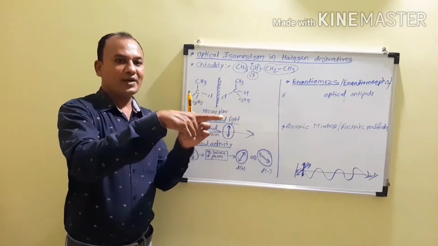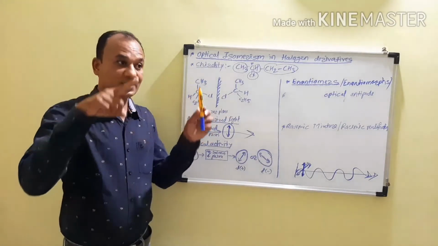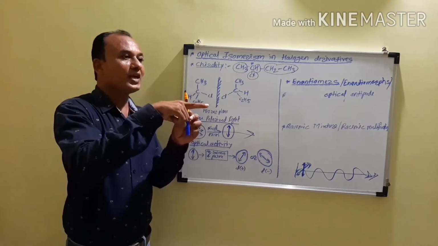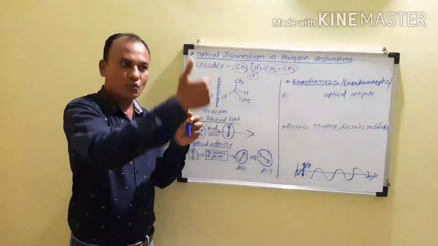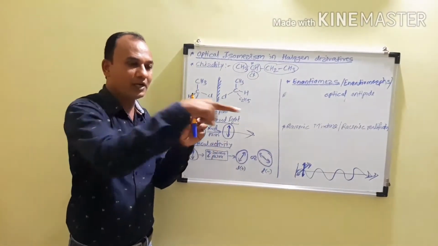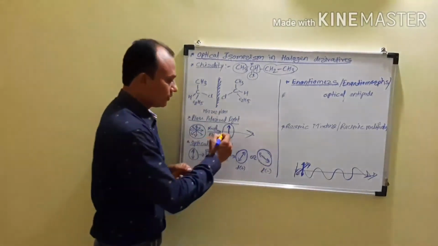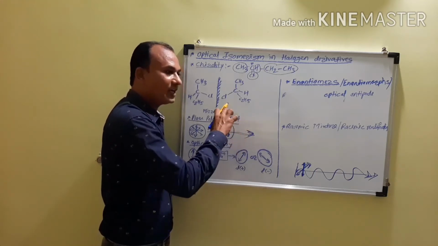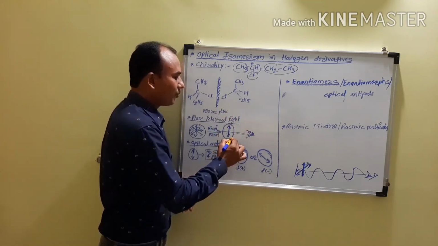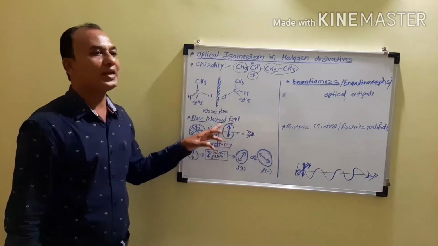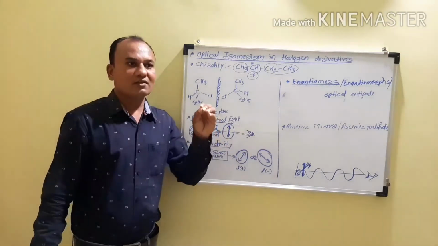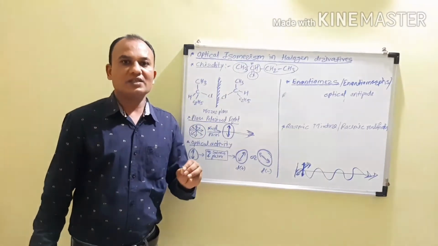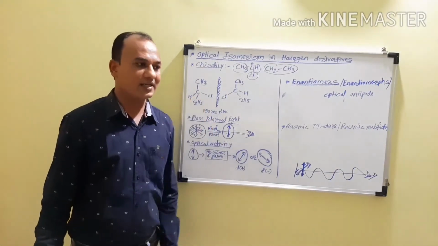Now when I pass this ordinary light, which is oscillating in all directions, through a nickel prism, it oscillates only in one direction, which is perpendicular to the direction of propagation. Now it is oscillating in only one plane. Such type of light is called plane polarized light. It means the light which oscillates only in one plane is called plane polarized light.